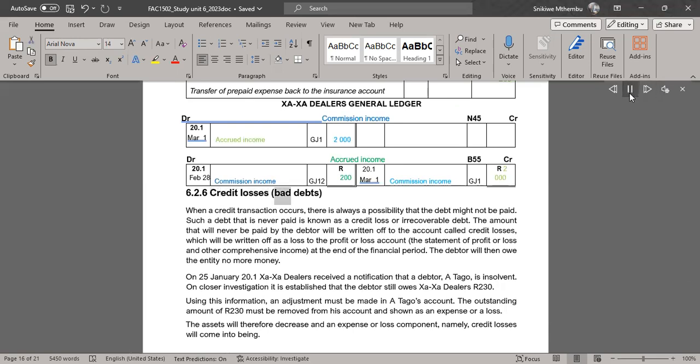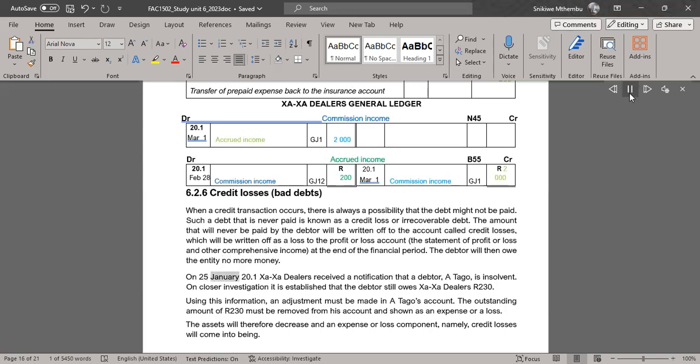Credit losses, bad debts. When a credit transaction occurs, there is always a possibility that the debt might not be paid. Such a debt that is never paid is known as a credit loss or irrecoverable debt. The amount that will never be paid by the debtor will be written off to the account called credit losses, which will be written off as a loss to the profit or loss account, the statement of profit or loss and other comprehensive income, at the end of the financial period. The debtor will then owe the entity no more money.